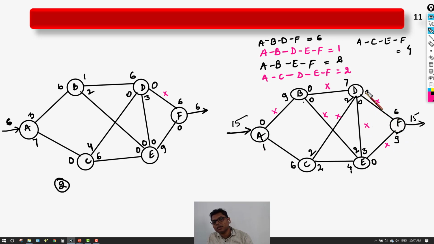See, whatever D to F cancelled, E to F cancelled. So now there is no path. Although A to C 1 more can go and C to E 2 more can go, but up to E if you have reached, how will you go to F? There is no other path. So this is the maximum. So the maximum flow value has come, and that is 15. 15 trams can go per day.